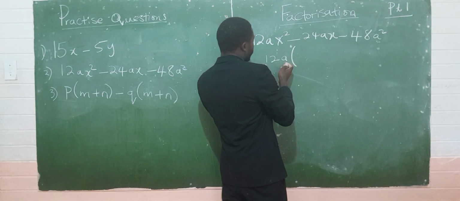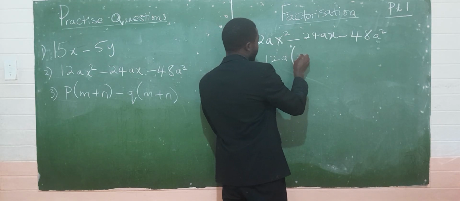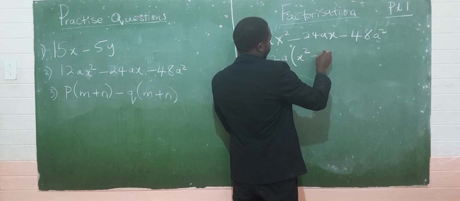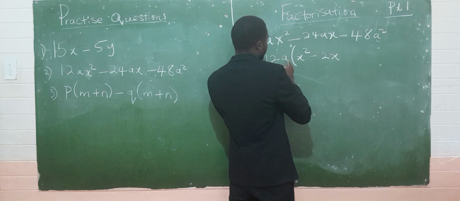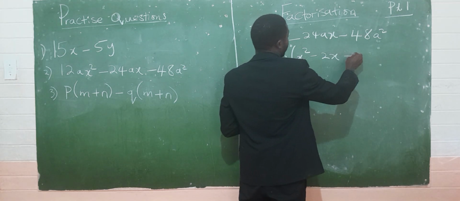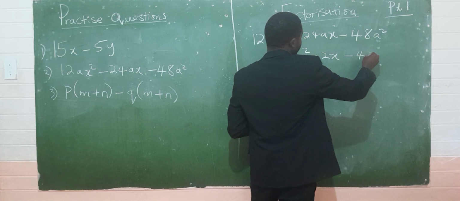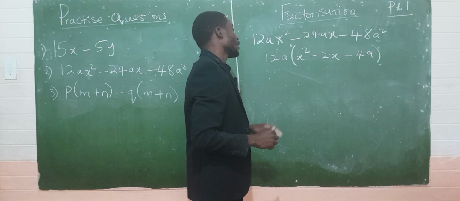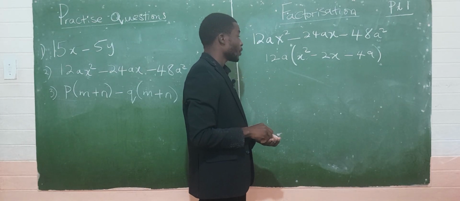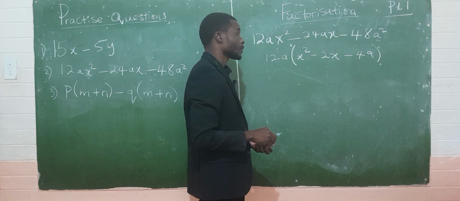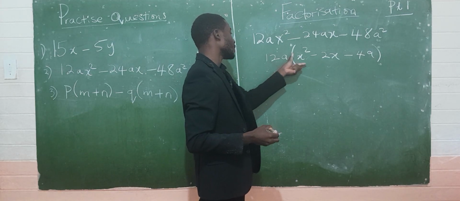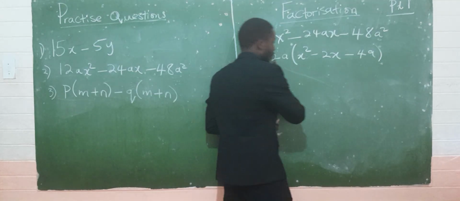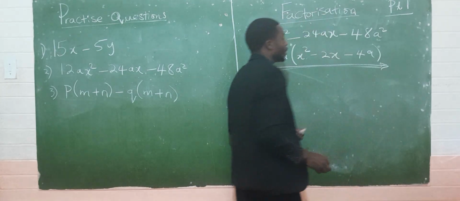Let's go ahead and divide 12a into that. You can see that we will remain with x squared, and 12a into that, we will remain with negative 2x, and of course 12a into that will remain with negative 4a. And this is our expression factorized. And if you want to prove it, you can multiply this and that, and you get this, and so on for each term. And this becomes our final answer.